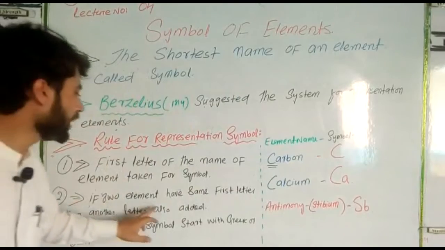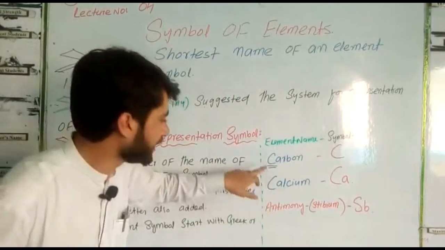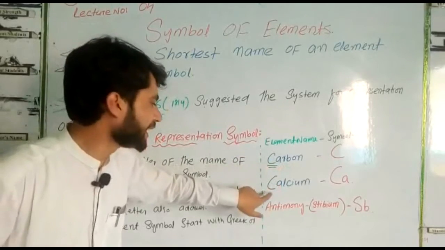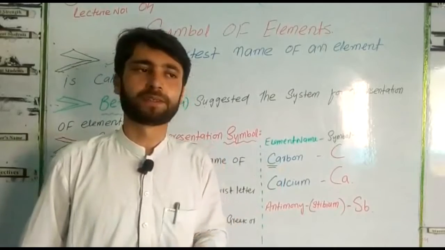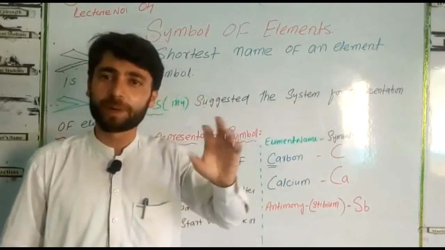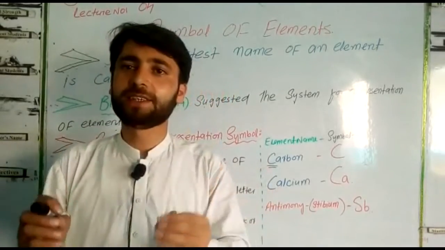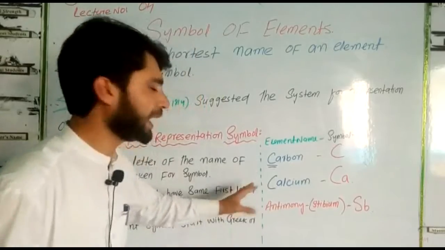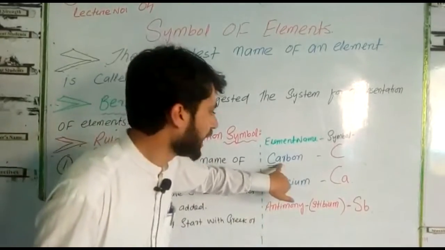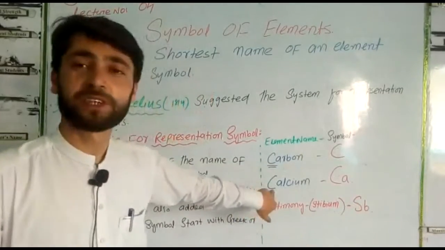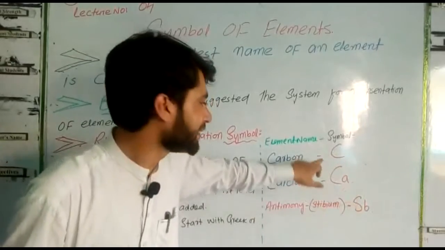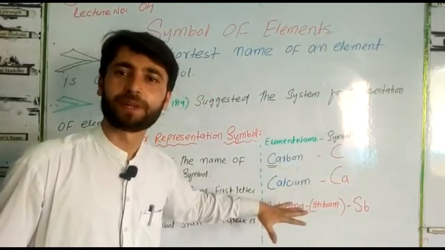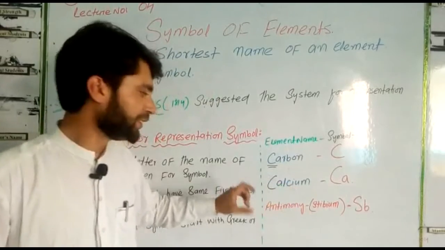Rule number 2: if two elements have the same first letter, look here. Carbon and calcium both have the same first letter, C. So if we represent both by C, how will we differentiate whether C is used for carbon or for calcium? To remove this defect, we add another letter. Carbon is represented with C, and calcium is represented with Ca, not only C, because C is already used for carbon. In this technique, we add another letter after the capital first letter. This is rule number 2.